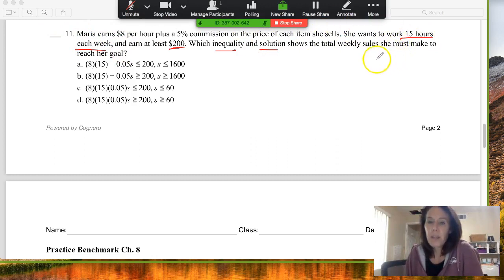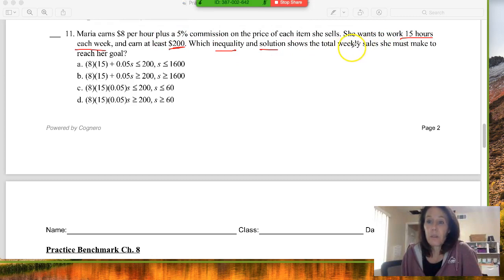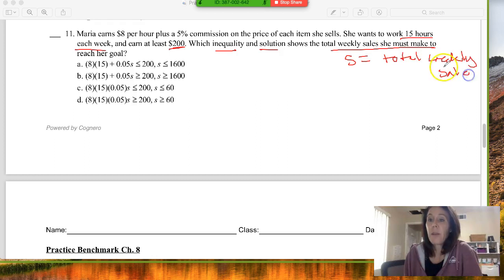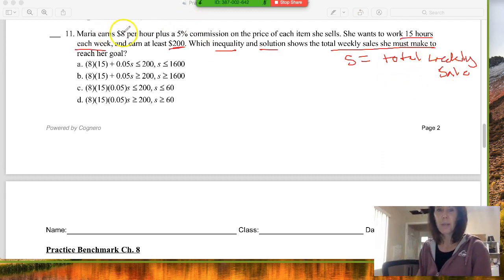So we need to define the variable. What's the total weekly sales? That's the question. What's the total weekly sales she must make? So define your variable that way. They use S's. I was going to use an X, but let's use S to be the total weekly sales. Define your variable by the question. What question are you trying to solve? What do you need to answer? So let's set it up like that.